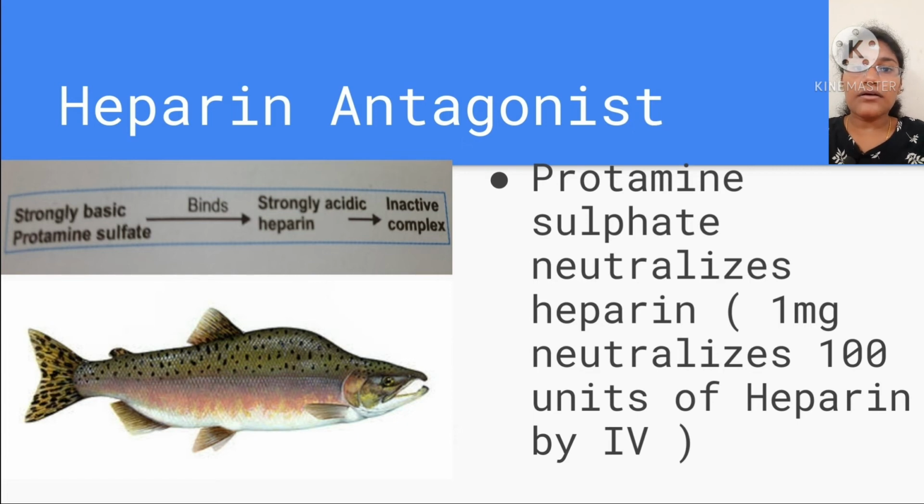So if not used precautiously, protamine sulfate may itself cause anticoagulation. And also, how does protamine sulfate neutralize heparin? Protamine sulfate is a basic compound, and heparin is an acidic compound, so they both interact with each other, and the anticoagulant property is lost.